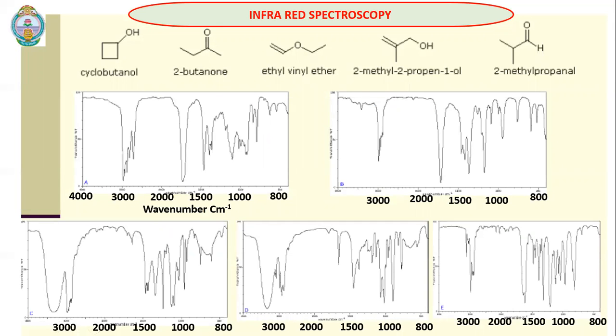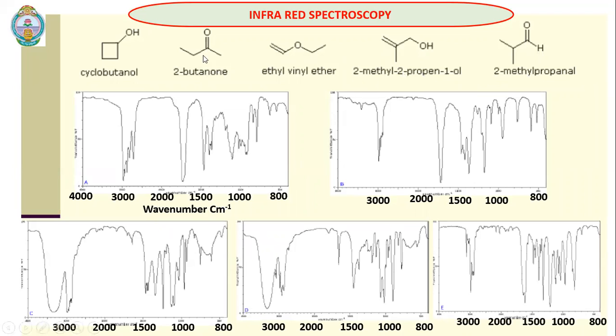Now, what is the importance of IR? Of course, IR can be used to predict only the functional groups, but to what extent can we utilize this? Yes, sometimes IR can explicitly differentiate different compounds. For example, I have given some compounds with similar molecular formula. We have cyclobutanol, 2-butanone, vinyl ethyl ether, then allyl alcohol, then aldehyde. At the same time, I have given the IR spectra for all these compounds. Then how do we match them?